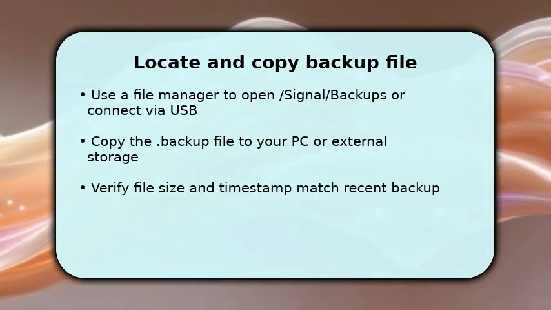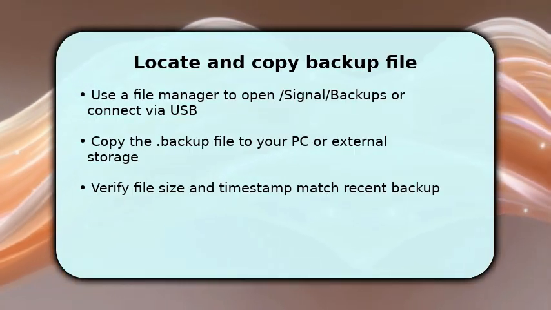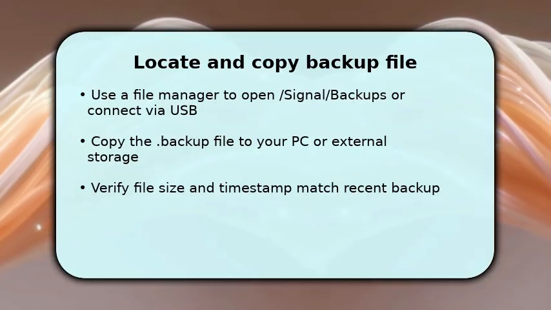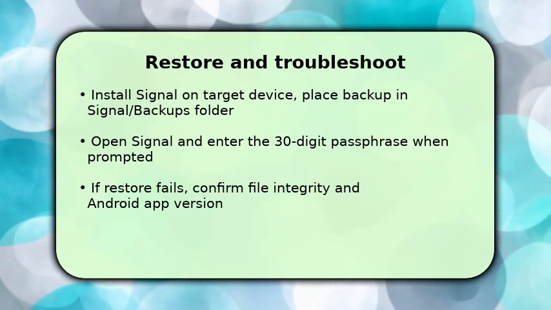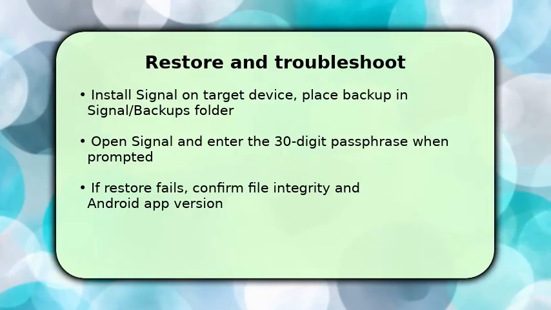Verify the file size and timestamp match the moment you created the backup, because mismatches mean you might restore an older or incomplete snapshot. To finish, install Signal on the new or reset Android device and copy the backup into the Signal/Backups folder before launching the app.